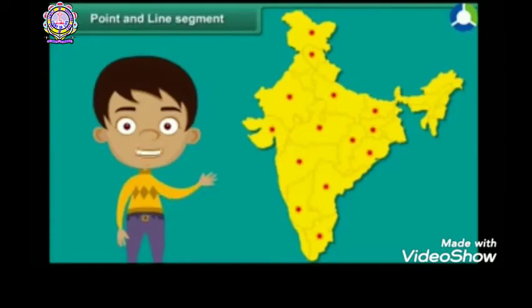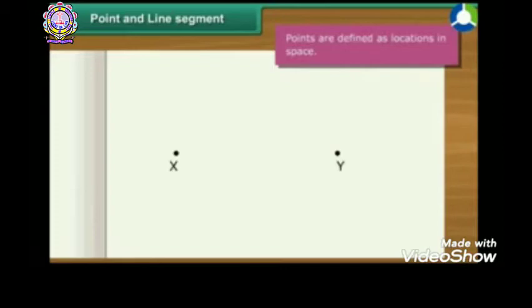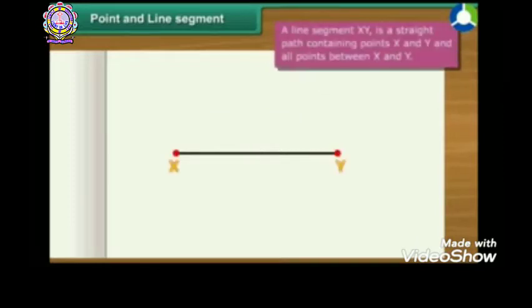We see that the cities are represented by dots. These are called points. In geometry, points are defined as locations in space. They tell about the position of objects. What if two points are connected? We will get a line segment. A line segment XY is a straight path containing points X and Y and all points between X and Y. The points X and Y are endpoints.